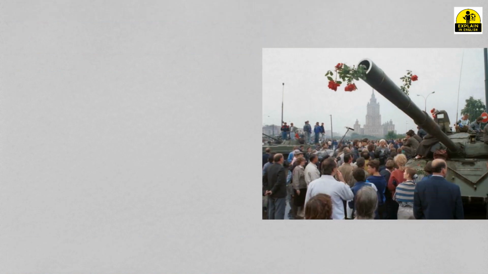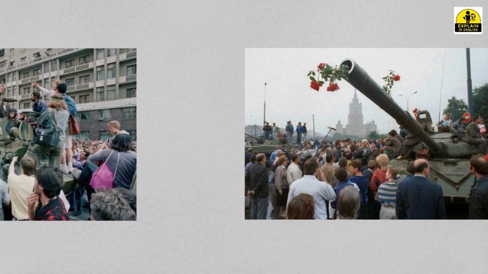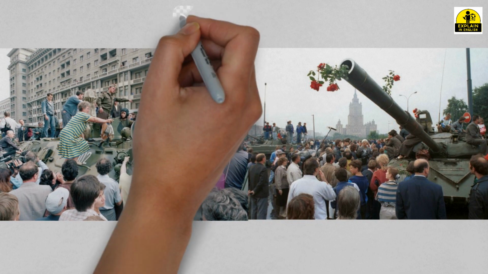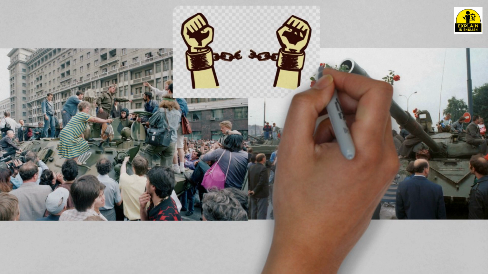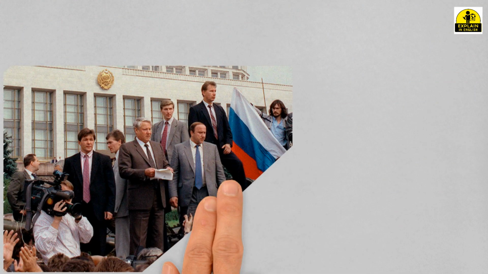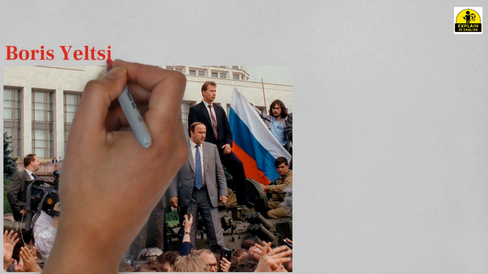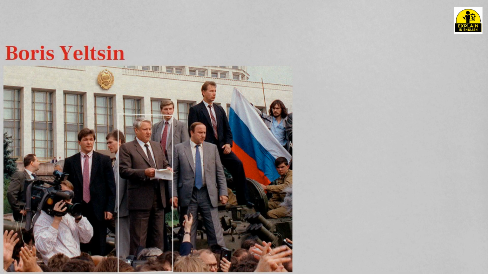Here are some images of this coup that you can see. People climbed the tanks, they didn't want any violence but freedom. Now take a look at this image. The man with a paper in his hand is Boris Yeltsin. This image is a prominent one in the political history of the world.